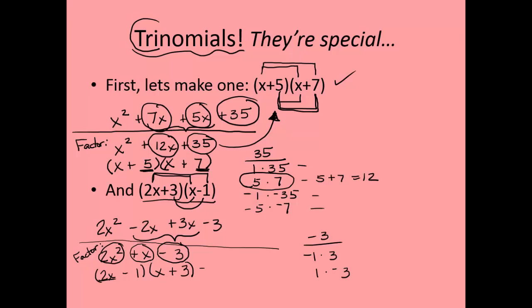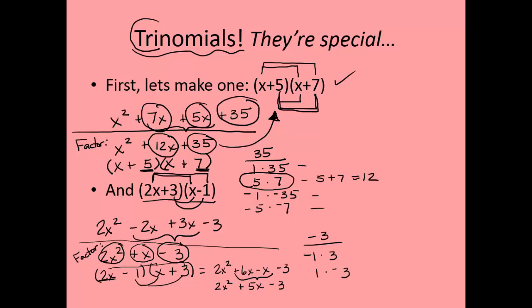Okay, so let's multiply this out the way we normally would. 2x times everything in the other parentheses. 2x times x is 2x squared. Then 2x times the 3 would give me 6x. Now I multiply -1 times everything over here. -1 times x and -1 times 3. Combine the like terms to see what the middle term turned into. 6x minus x is plus 5x minus 3.